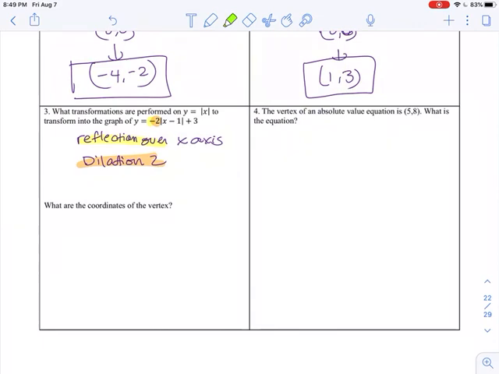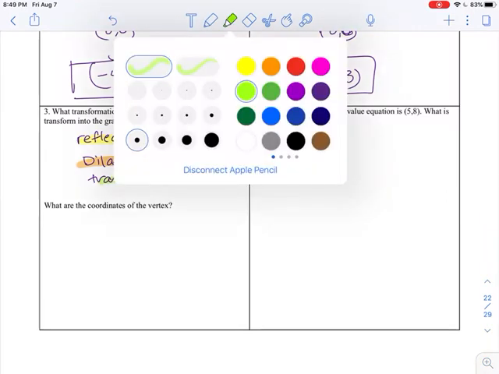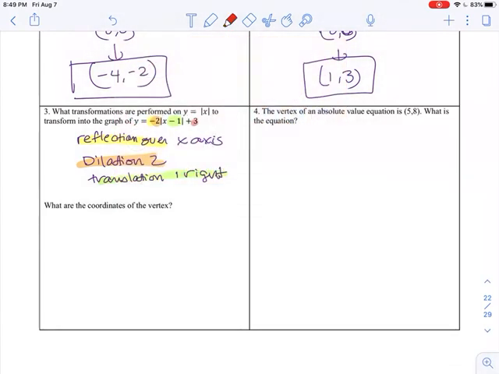And then my last one, I have 2 actually. That negative 1 is going to be a translation of 1 to the right. Remember, negative 1 is left-right, but that's 1 to the right. Okay, that's that. And then finally, I feel like I'm out of colors here. That plus 3 is going to be a translation of up 3.